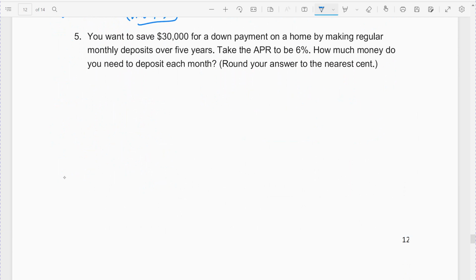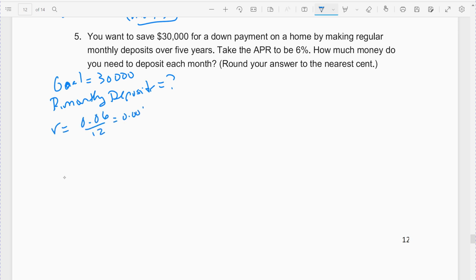Alright, you want to save $30,000 for a down payment on a home, making regular monthly deposits for 5 years, at an APR of 6%. How much money do you deposit each month? So again, you have a goal of $30,000. You're making regular monthly deposits, which is what we want to figure out. Your R is 0.06 divided by 12, which again comes out nicely. T is 12 times 5, so 60 months.